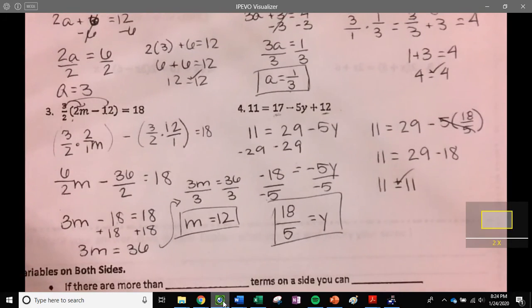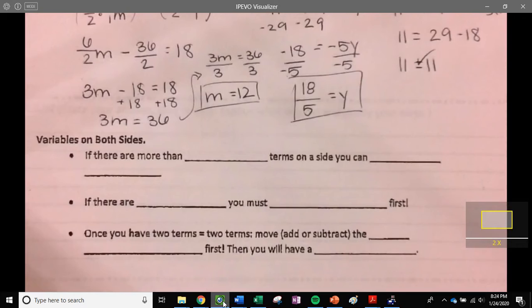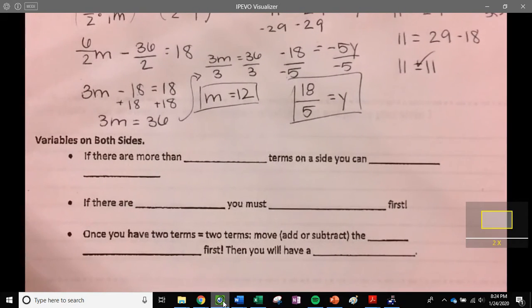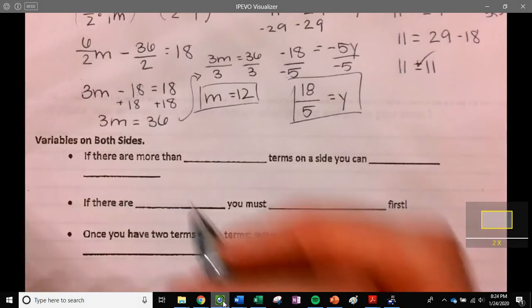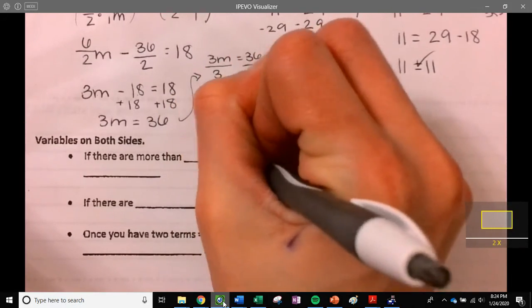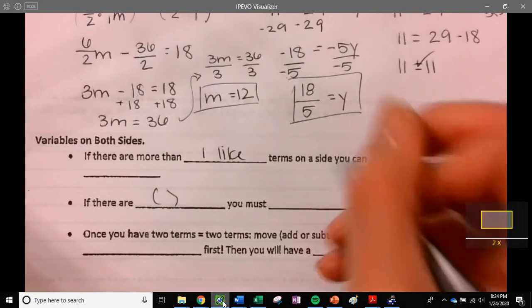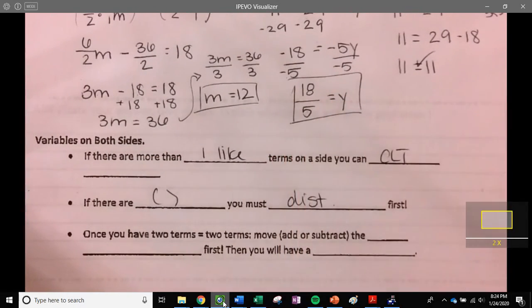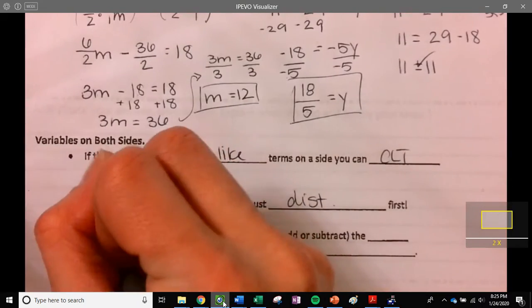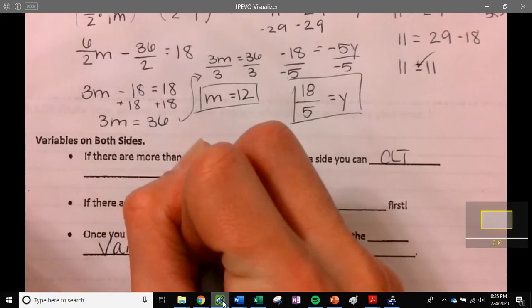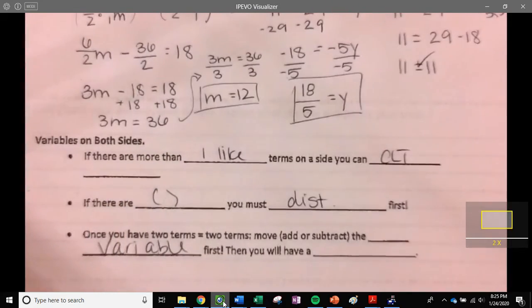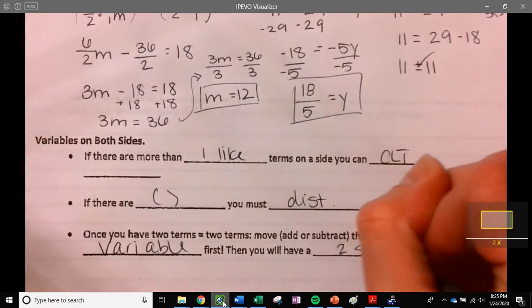Okay, I hope those examples were helpful. We're going to move on to variables on both sides. So same thing holds true. If you have more than one like term, CLT. If there are parentheses, you must distribute. Okay? And once you have two terms on one side and two terms on the other side, move the variable first. If you move the variable first, then you'll have a two-step.